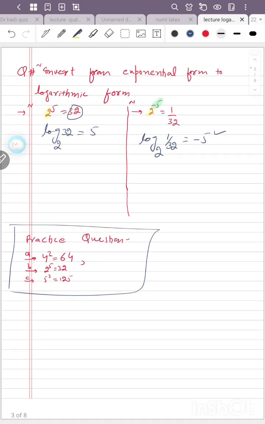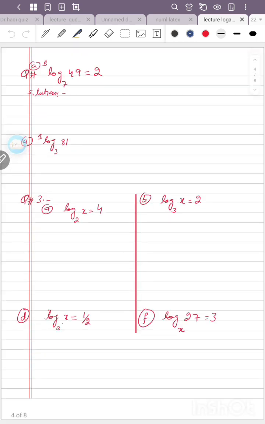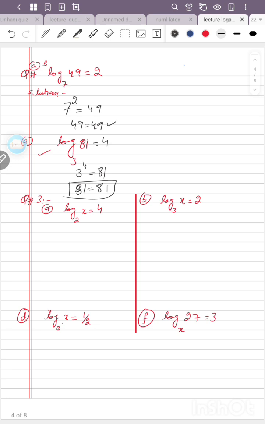Now we will move forward. Here the question is about solving this. How we solve this question is very simple. We have to use the rules. 7 is your base, power is 2, equal to 49. 49 equals 49, we have to prove that. Dear friends, the next question is 3. Here 3 power 4 equals 81. This is 81 equals 81. We have the answer to this question.